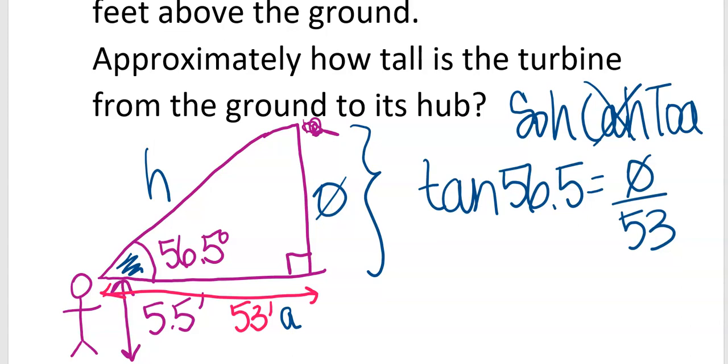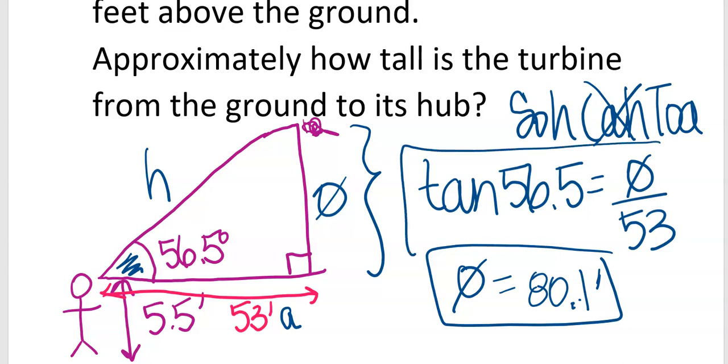Okay, 53 tangent. Jesse, what'd you get? 80.1. Okay, 80.1 is correct. So 80.1 feet. Again, you have to have the setup in there. If they don't have a picture, make a little sketch. Okay, now, have we answered the question? That's what we have to think about. How tall is the turbine from the ground to its hub?